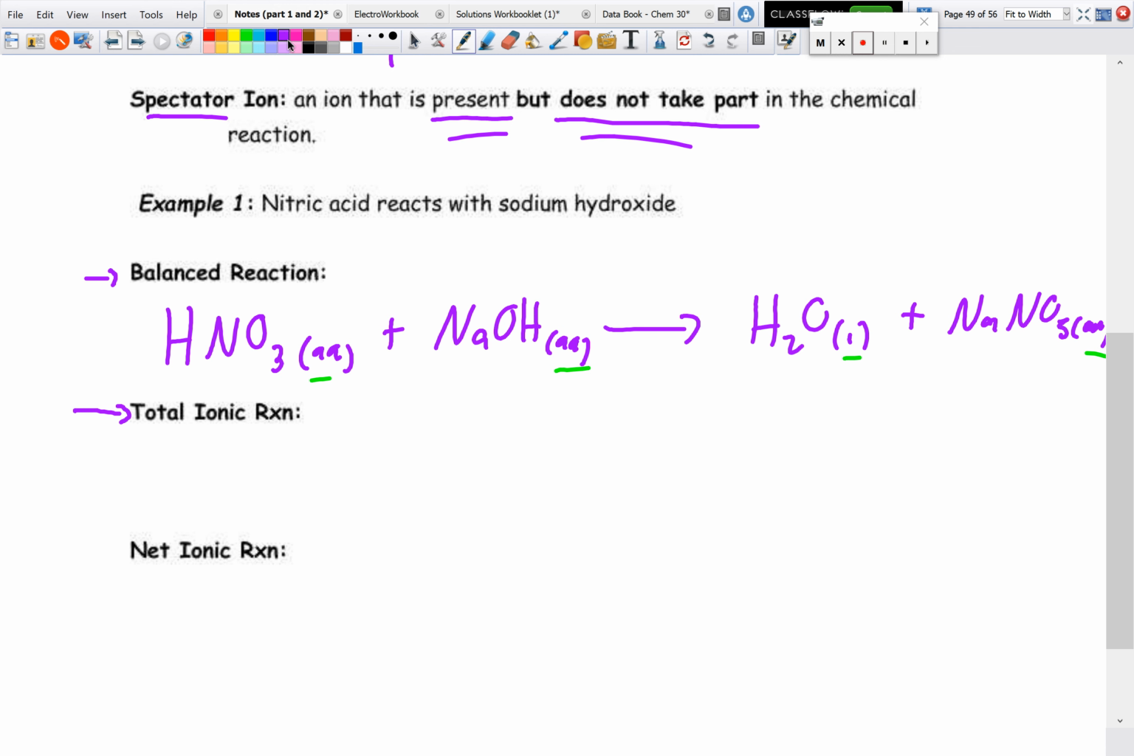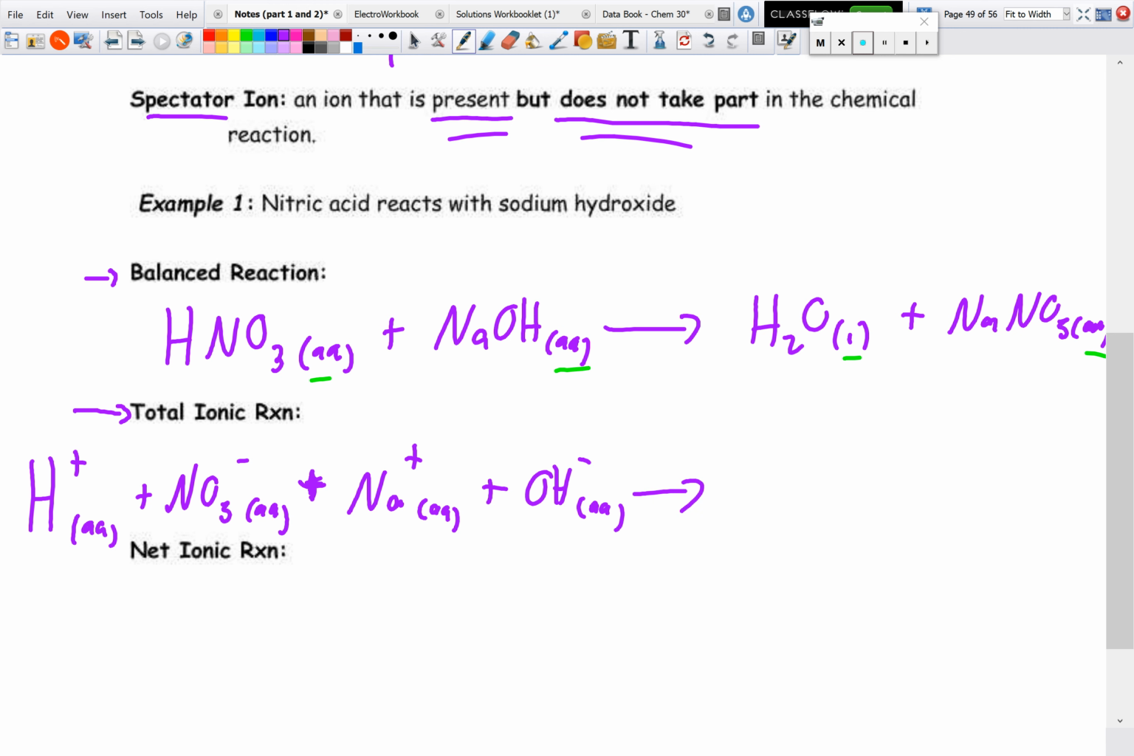So for the total ionic, all we do is ionize or dissociate anything that should be. Like we know nitric acid is a strong acid, so technically it doesn't exist as HNO3. It exists as H plus and NO3 minus. Same thing with our sodium hydroxide. This is a soluble ionic compound. It's going to dissociate into sodium ions plus hydroxide ions. Water is a molecular compound. It doesn't do anything. Now for our sodium nitrate, it is also aqueous, so it is going to dissociate into its ions.